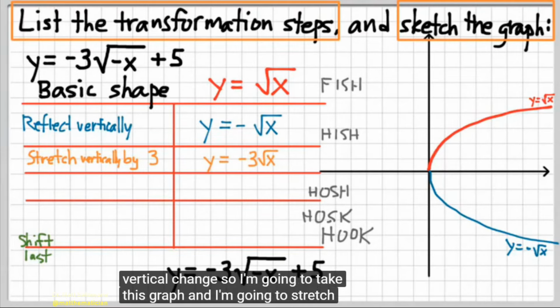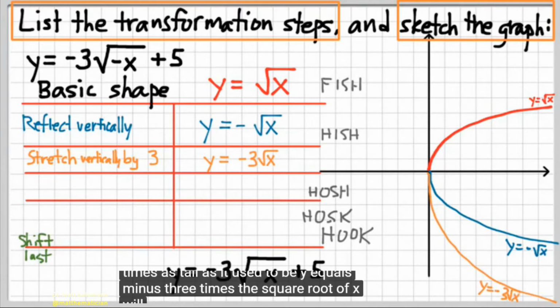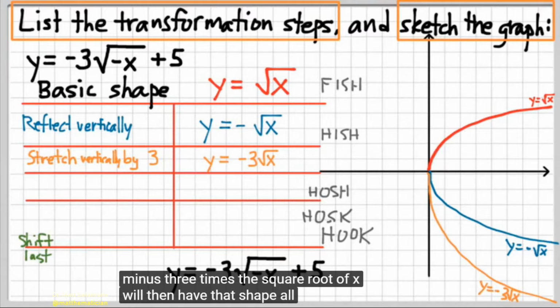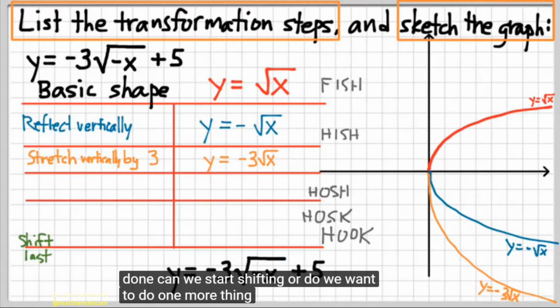So I'm going to take this graph and stretch it out vertically so it's 3 times as tall as it used to be. Y equals minus 3 times the square root of x. We'll then have that shape. All right, so now we've taken care of a reflection, we've taken care of a stretch. Are we done? Can we start shifting, or do we want to do one more thing? Talk about a leading question. What else must I do before I do any shifting?